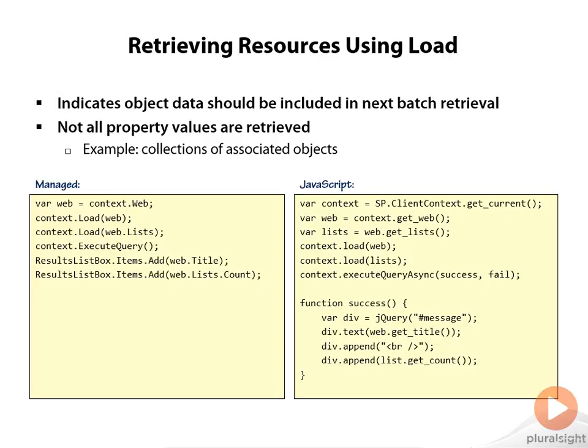Once we've indicated all of the resources we want to be retrieved using the load method, we can then call execute query, which fires off the call to the client SVC service on the server. The property values are retrieved, and they're populated into the objects in place. Once the objects are populated, then we can access their properties as we would in any other kind of application. So let's take a look at the managed code implementation of the client object model, specifically retrieving resources using load.